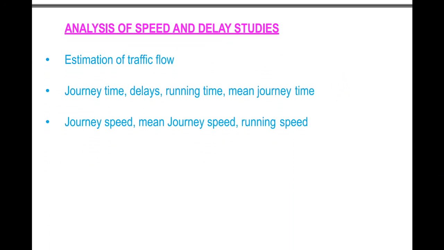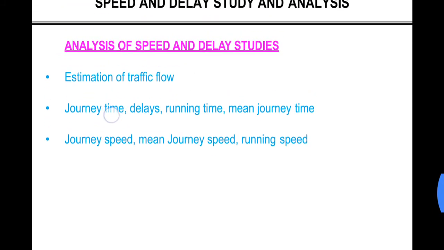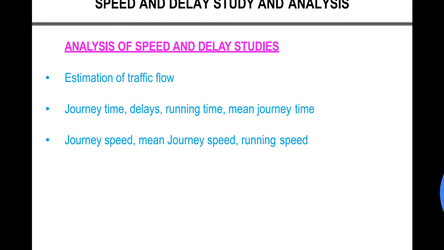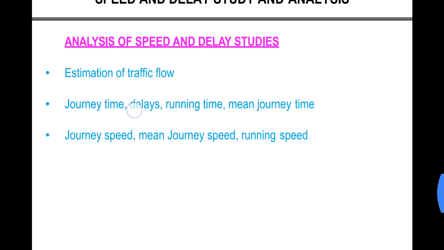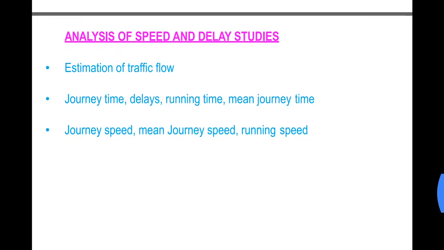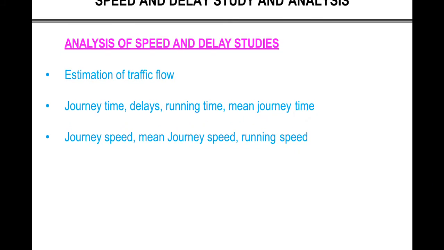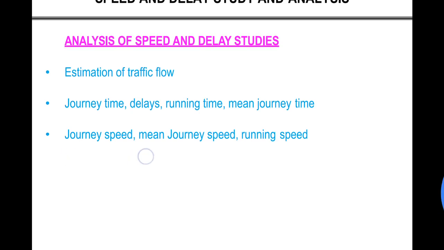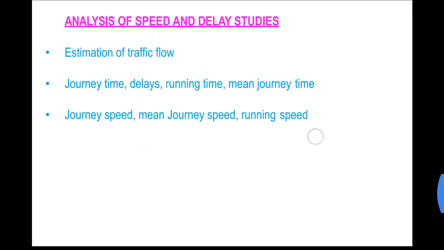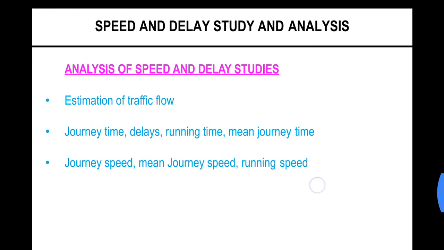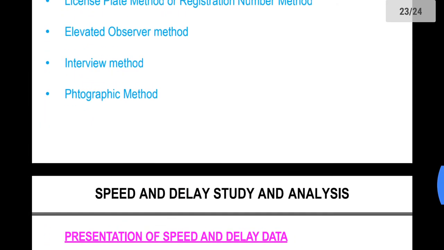Now how do we analyze this data? First step was the estimation of traffic flow. We find out what is the traffic flow in that area. Then we find out what is the journey time, what is the delay time, the running time and the mean journey time. Then we find out what is the journey speed, the mean journey speed and the running speed. So this is how we do the analysis for this type of study.